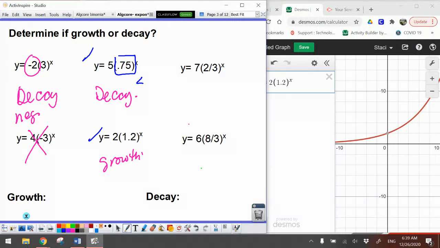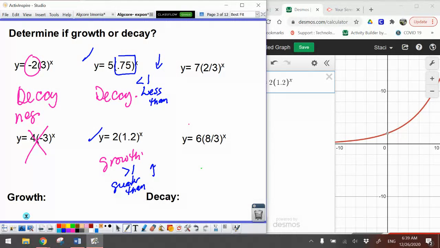If a decimal is less than 1, so remember 0.75, that's smaller than 1, it's going to be a decay. But if I'm more than 1, so I'm greater than 1, I am going to grow. Okay, I'm going to grow. I'm going to go up. If I'm less than 1, I'm going to go down.